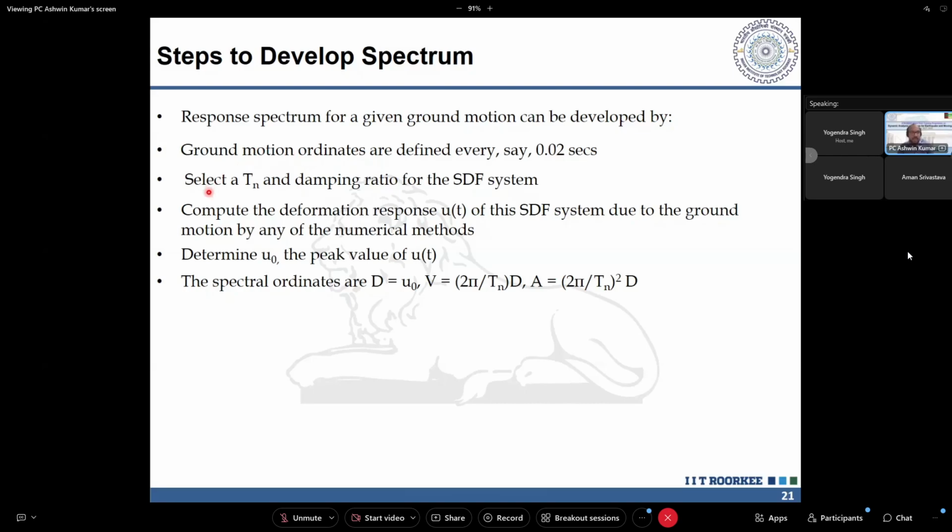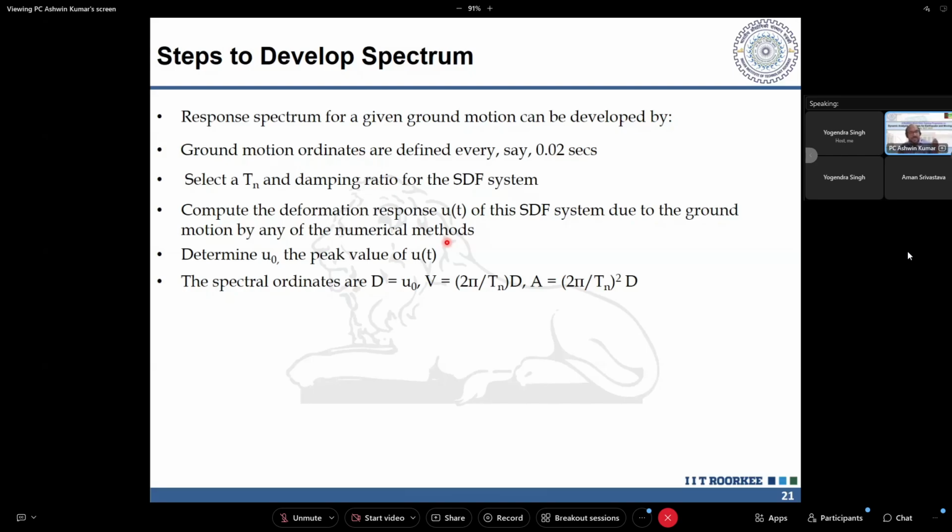Now once we have the recorded data, we select the natural time period and the damping ratio for the single degree of freedom system whose response we are interested in, right? And then we compute the deformation response u of t for this ground motion by numerical methods, like what we did earlier for a single degree of freedom system where we used the classical methods of homogeneous and particular solution. It's easy to think when it is a harmonic load, pulse load, or any kind of impulse load, step loading.